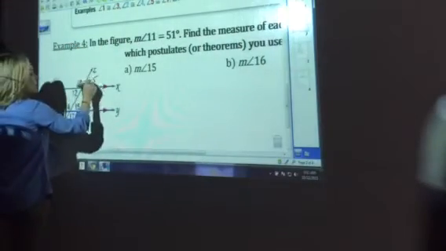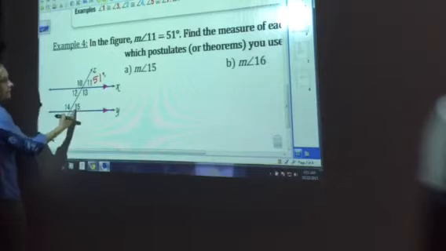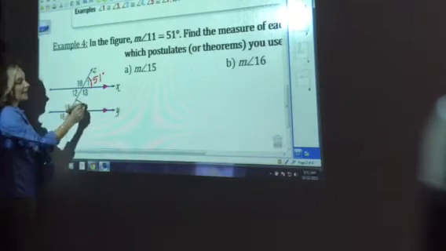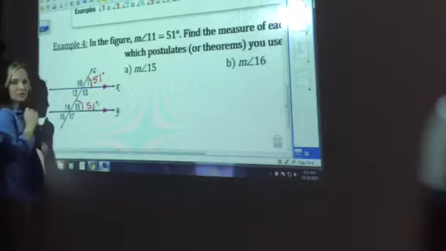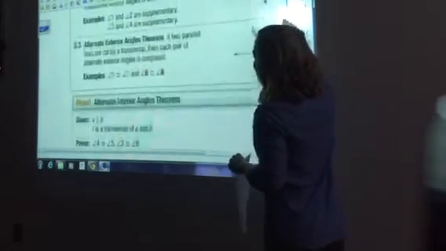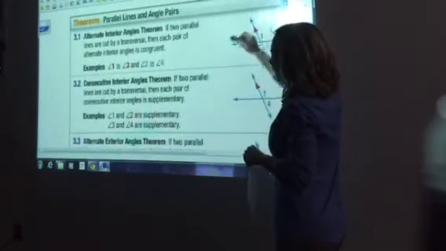All right? So right here, if we look at this, it says the measure of angle 11 is 51. Then what would be the measure of 15? Well, notice that 1 and 15 are corresponding, so angle 15 is also going to be 51 degrees. Okay? All right, the rest of them, alternate interior angles.